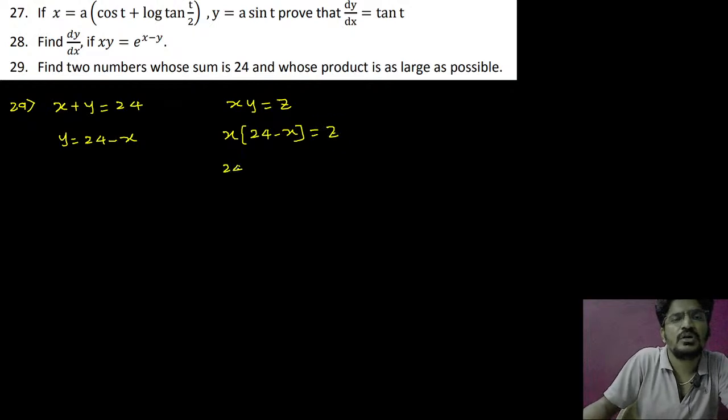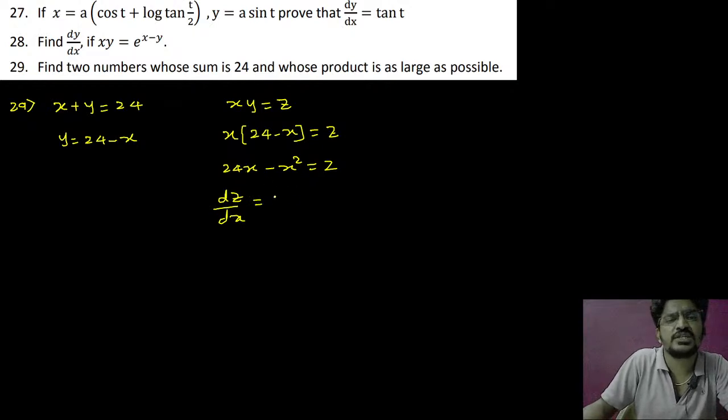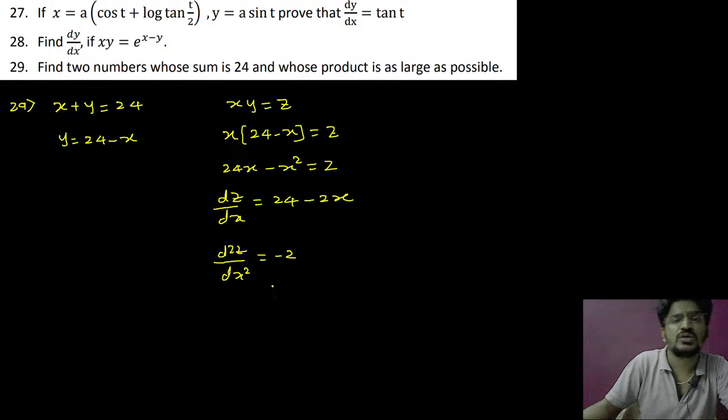Okay, 24x minus x square equal to z. If I differentiate this with respect to x, differentiation of 24x is what? 24. Differentiation of minus x square is what? Minus 2x. Okay, again I will differentiate this because we have to calculate maximum or minimum. Differentiation of 24 is 0. This is minus 2. So clearly you can see this is less than or equal to 0. Therefore local maximum exists.